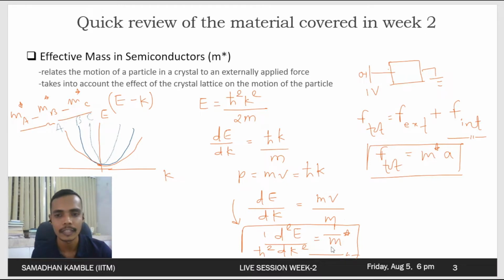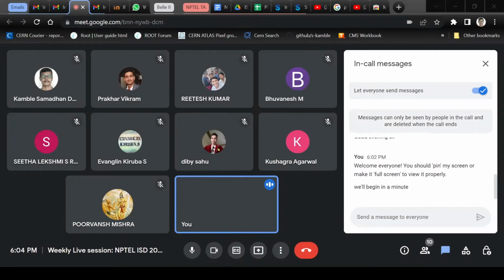So one hint you can take from this expression is that m star is inversely proportional to the curvature. M star is actually inversely proportional to the double derivative, that is essentially the curvature in the E-K diagram. So I would like to ask if you can just unmute yourself and tell me what you think will be the relation. So m star A is maximum.